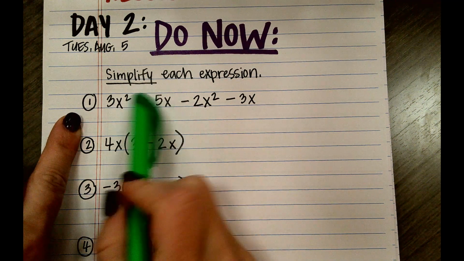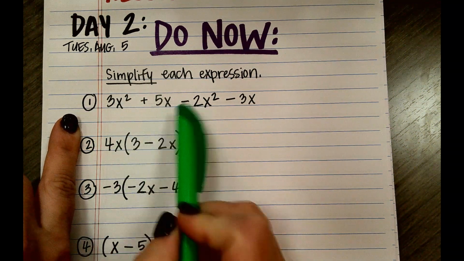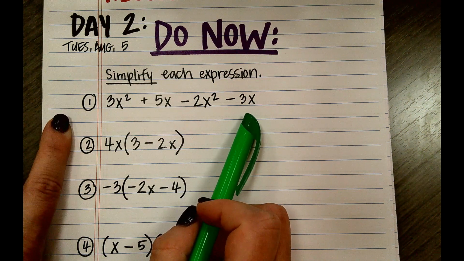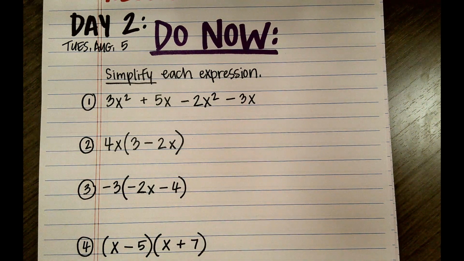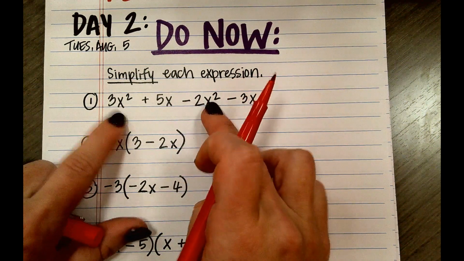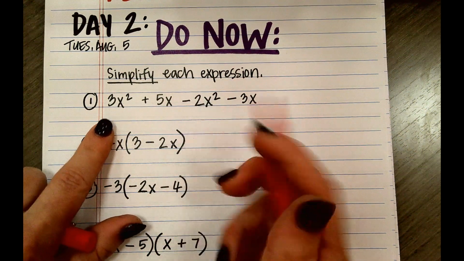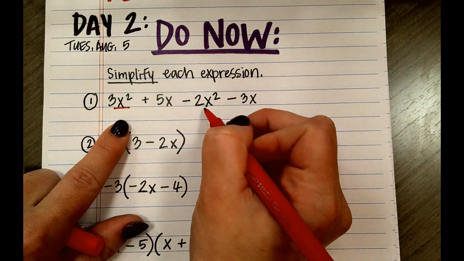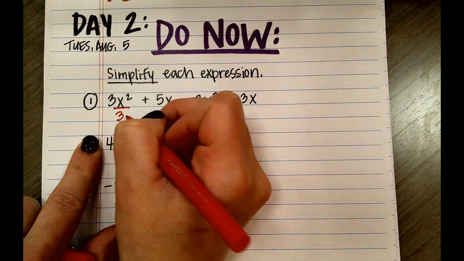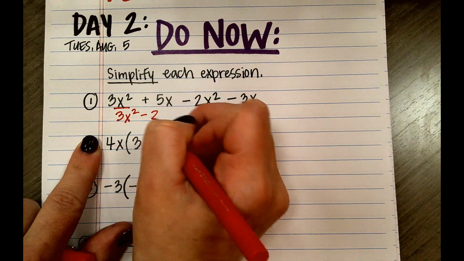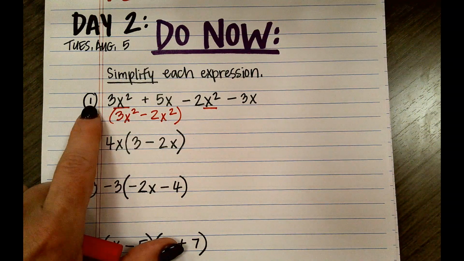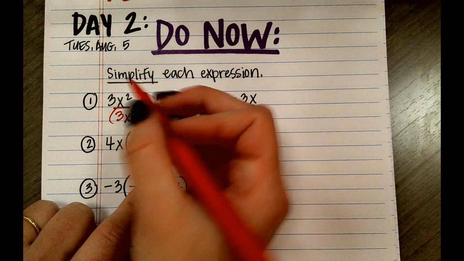Number 1, 3x squared plus 5x minus 2x squared minus 3x. How do we simplify that, Titania? You take your 3x squared minus 2x squared. Okay. So why? I'm going to stop you. Why are you putting these two together? Because they're like terms. Yes, they're like terms. They both have x squared. So 3x squared minus 2x squared. You get 1x squared. Yes, 3 minus 2 is 1, and we just bring that x squared.